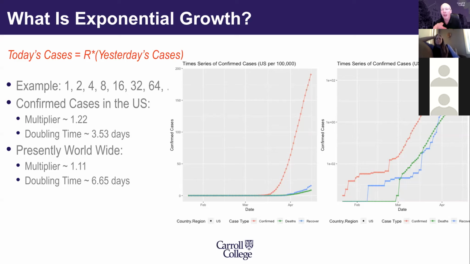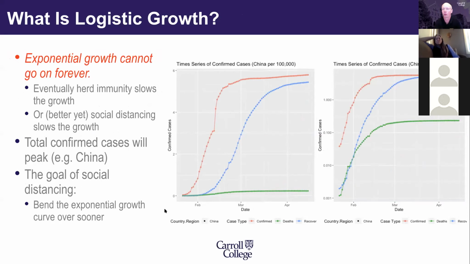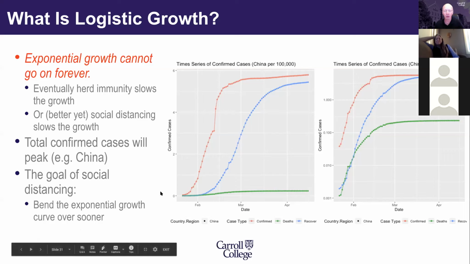So over the last week or so, we've stopped exhibiting exponential growth, and we're starting to exhibit what's called logistic growth. So, okay, what is logistic growth? Exponential growth can't go forever. We simply can't have it go forever. What happens is that you reach some sort of carrying capacity in the population.